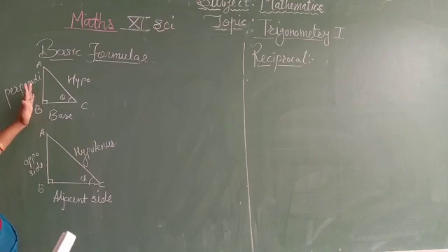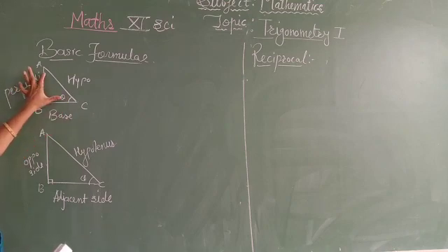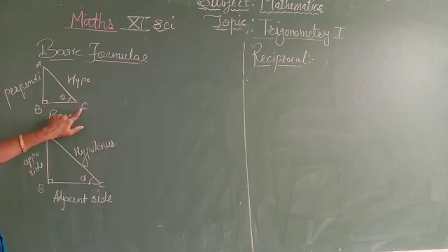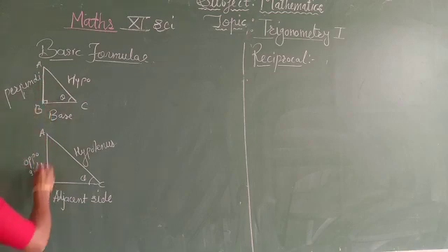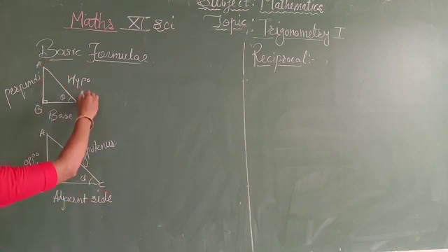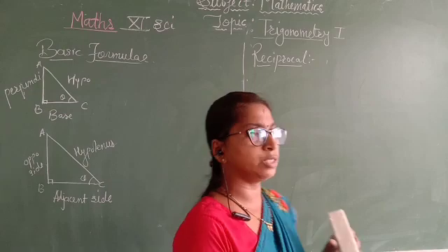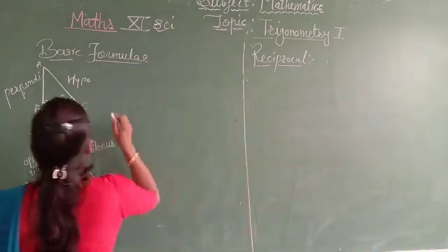Basic formula. This is the triangle ABC with an acute angle. In a right angle triangle, how many acute angles? Two acute angles. We will consider angle C as theta. So, for this right angle triangle, this is the perpendicular. We can consider BC as base and AC is the hypotenuse. The side opposite to the 90-degree angle is called the hypotenuse. So from this we studied in the previous class.